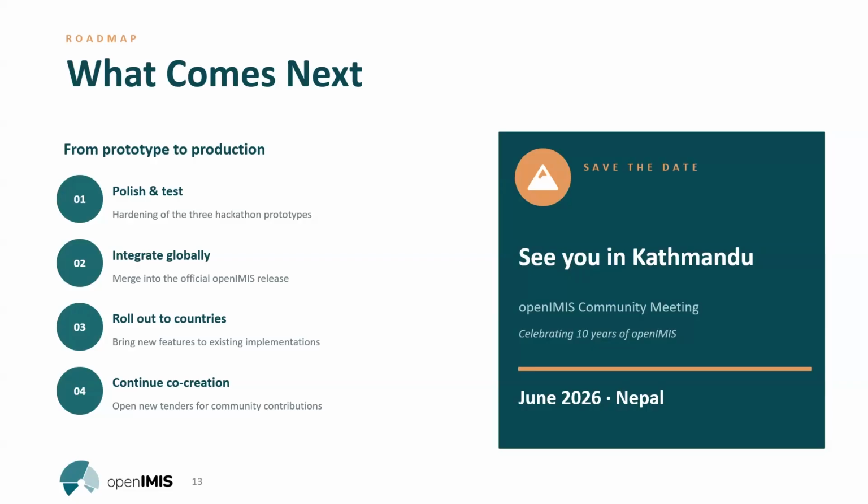And what's next? Of course, the next event, next community meeting, next networking event will be the openIMIS community meeting in Kathmandu. That will happen in June this year, with a specific event which is celebrating 10 years of openIMIS in Nepal, which started actually in 2016. So please note down, if you are interested, please join us in Kathmandu in June.